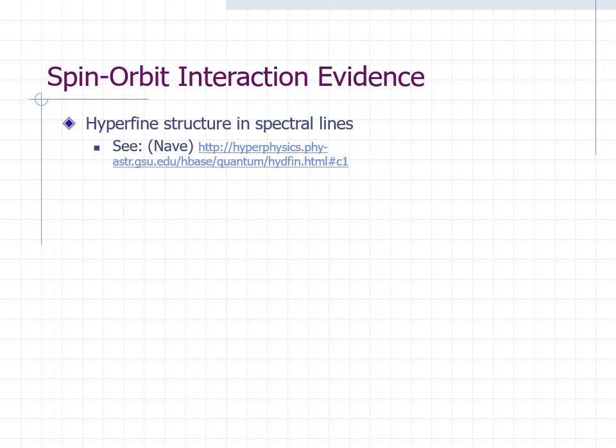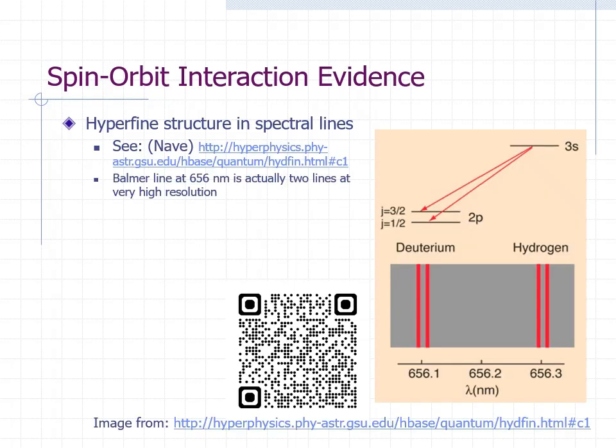One important example comes from very high-resolution spectra. A particularly important case is the hydrogen Balmer line at 656 nanometers. At ordinary resolution, this appears as a single spectral line. However, when examined at very high resolution, we find that it is actually composed of 2 closely spaced lines. This splitting arises from spin-orbit interaction in the 2p subshell.